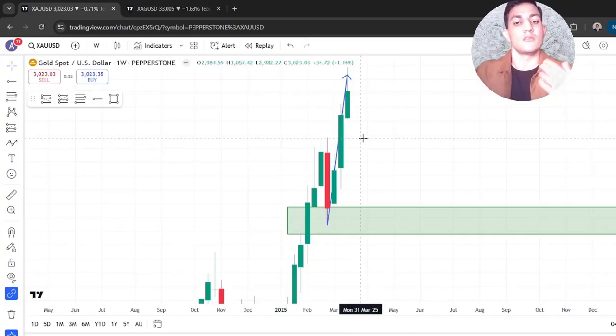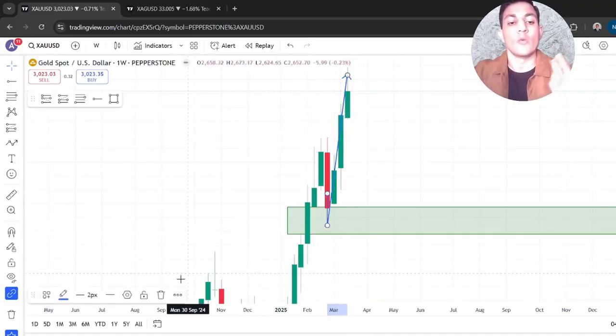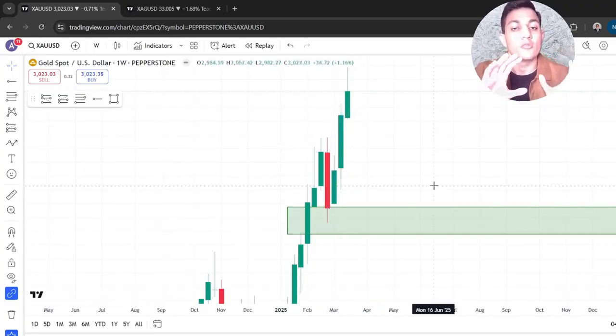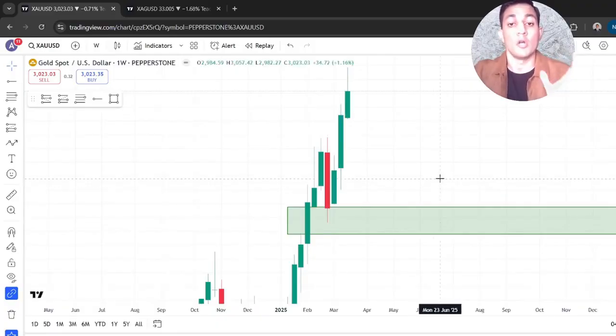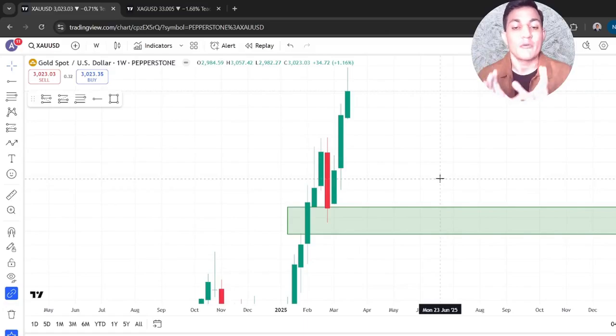Now, what I mean by that is when we get on the daily and 4-hour chart, we're going to assume the overall direction is bullish, right? We're not going to look for a market structure shift on the 1-hour chart. We're just going to look for the overall direction of the market. So now that we've got the direction on the weekly chart, we want to get onto the daily chart and see what we can see.